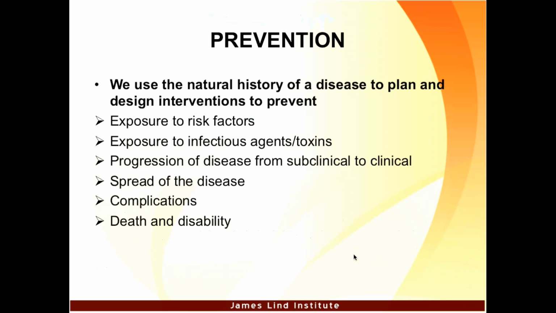So let's look at our natural history. As you can see, as we've gone through it, it's very easy to use this information to plan and design interventions for prevention. It helps us to prevent exposure to risk factors, exposure to infectious agents and toxins. It helps us prevent the progression of disease from subclinical to clinical, the spread of disease. It helps us prevent complications, and it helps us slow down or reduce and even ideally prevent death and disability from that particular disease. Obviously, we can't prevent death completely because that is a fact of life.